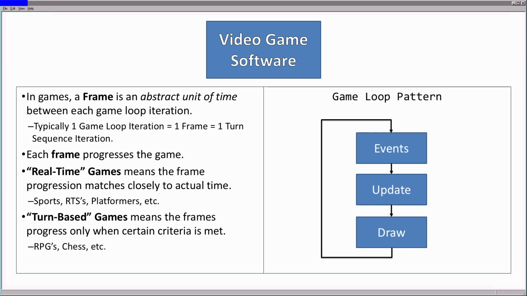In games, a frame is an abstract unit of time between each game loop iteration. Typically, one game loop iteration is equal to one frame, which is equal to one turn sequence iteration. Each frame progresses the game. Real-time games mean that the frame progression matches closely to actual time. Sports, real-time strategies, platformers, etc. are examples of real-time games. Turn-based games mean that the frame progresses only when a certain criteria is met. Role-playing games, chess are examples of turn-based games.